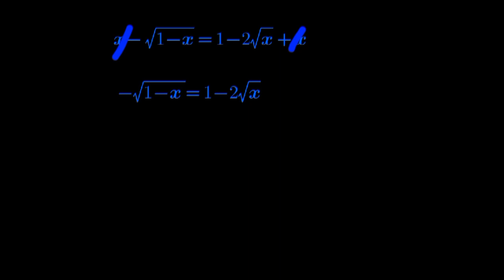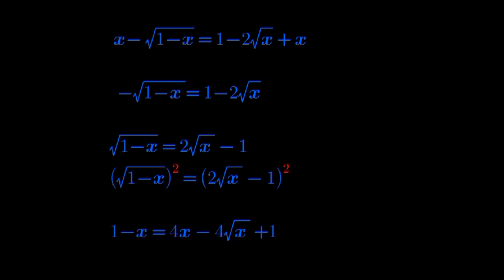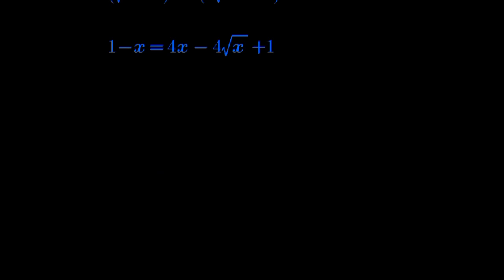Now to get rid of this minus on the left hand side of the equation, we are going to try rewriting the equation, and this will give us that the square root of 1 minus x is equal to 2 square root of x minus 1. Now to get rid of the square root again on the left hand side, we are going to square both sides, and this is going to give us 1 minus x is equal to 4x minus 4 square root of x plus 1. And yet again, the 1 on the left hand side is going to cancel the 1 on the right hand side, and we'll be left with minus x is equal to 4x minus 4 square root of x.